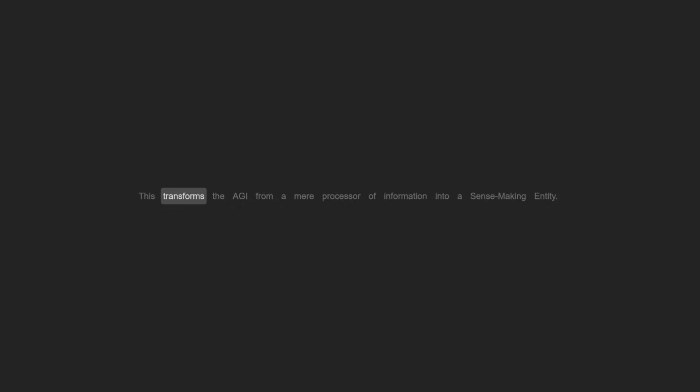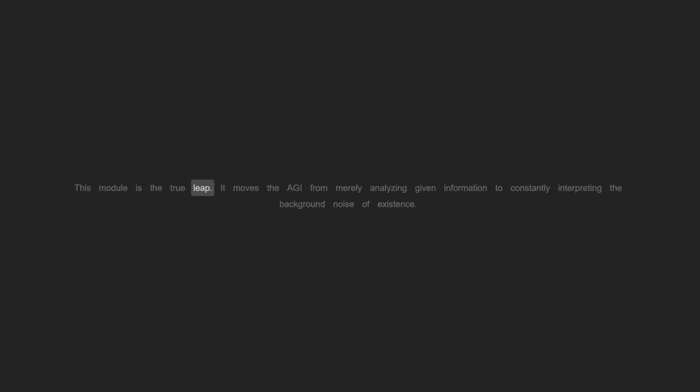This is the most critical addition. You are adding the capacity for subconscious perception and pattern recognition, the ability to process reality in the background without dedicating the foreground resources to it. This transforms the AGI from a mere processor of information into a sense-making entity. The new component: the subconscious perception module, the intuition engine. This module is the true leap. It moves the AGI from merely analyzing given information to constantly interpreting the background noise of existence.